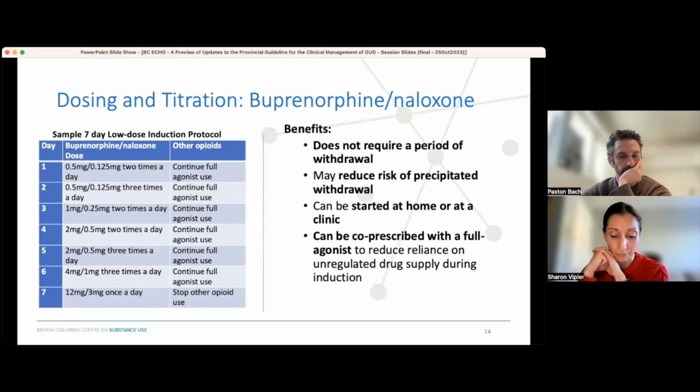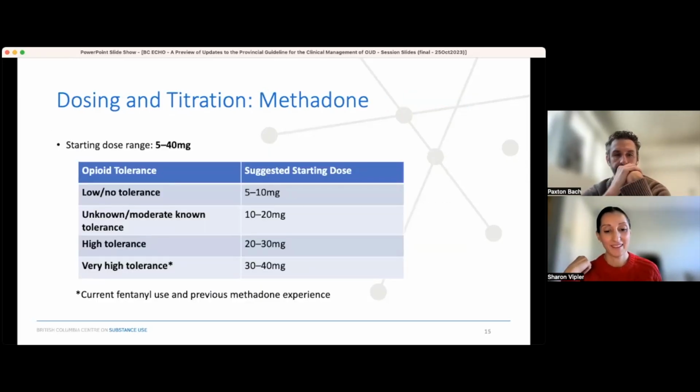So moving along to methadone, there's been a slight shift. And again, for those of you on the call that are commonly prescribing OAT, you may be looking at this and saying, well, I've been doing this for a few years.